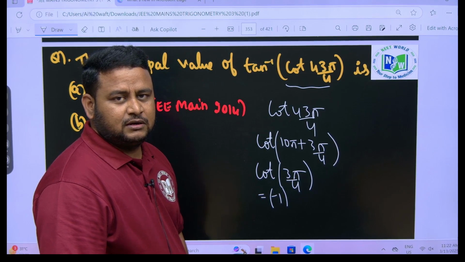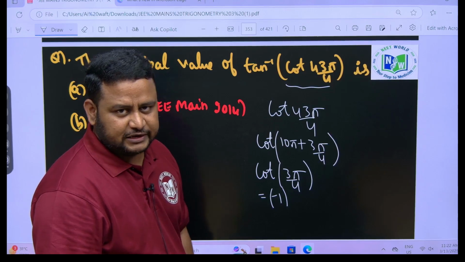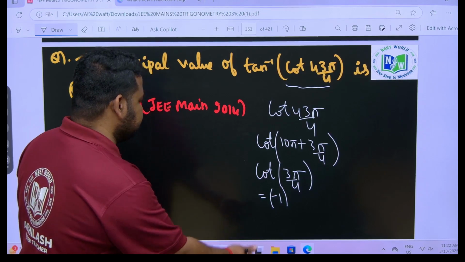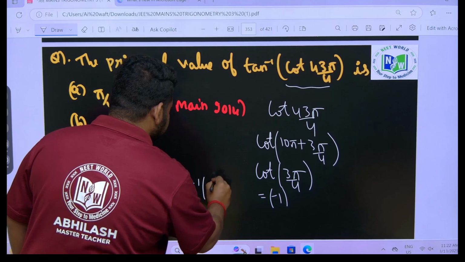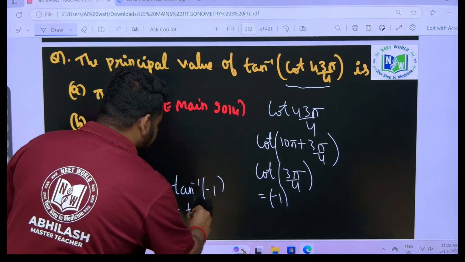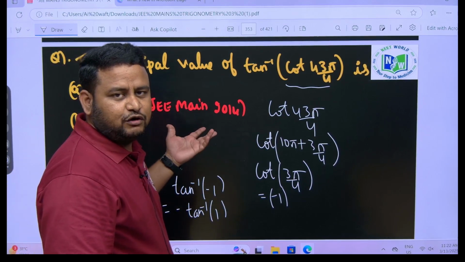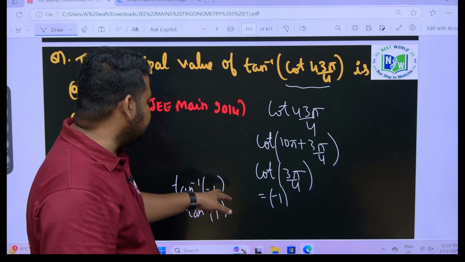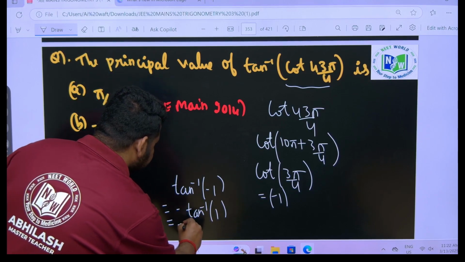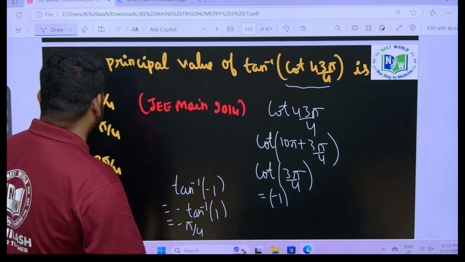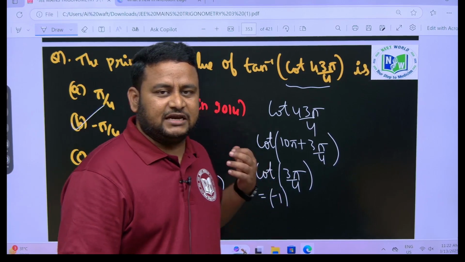Okay, pi by 4 is positive 1, 3 pi by 4 is negative 1, 5 pi by 4 is positive 1, 7 pi by 4 is negative 1. You have to remember this. Okay, this is minus 1. So this value will become tan inverse of minus 1. Tan inverse of minus 1 is minus tan inverse of 1, as per the property of inverse trigonometric functions which we learnt: tan inverse of minus x is minus tan inverse of x. So minus tan inverse of 1. Tan inverse of 1 is pi by 4. Okay, minus pi by 4. What is the answer? That is option B, minus pi by 4.